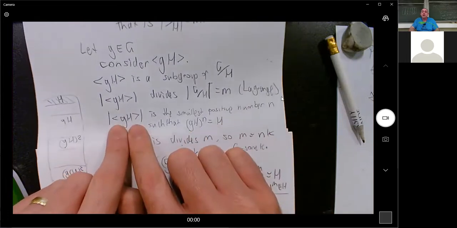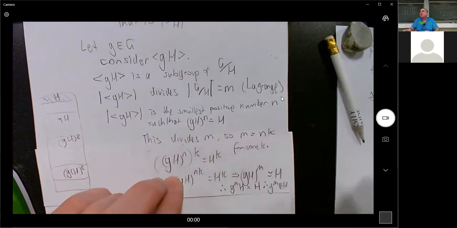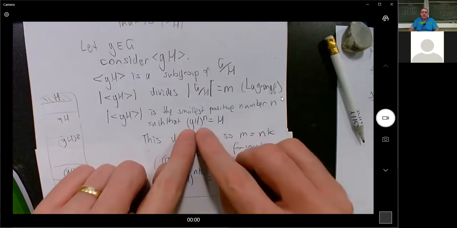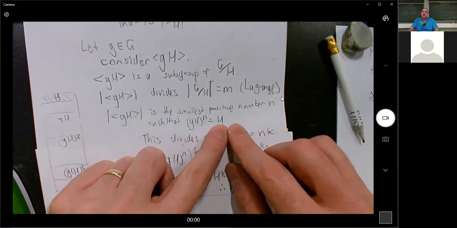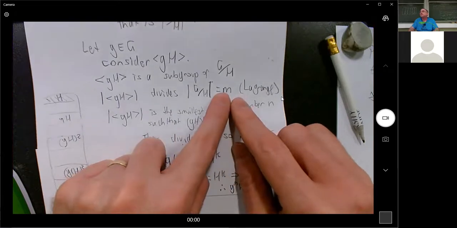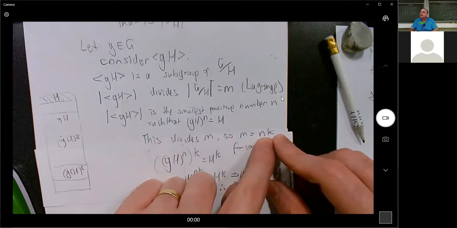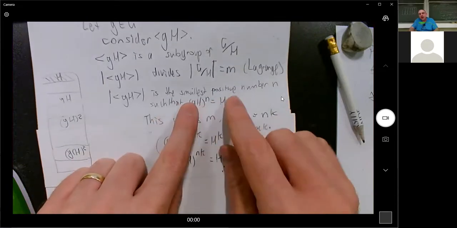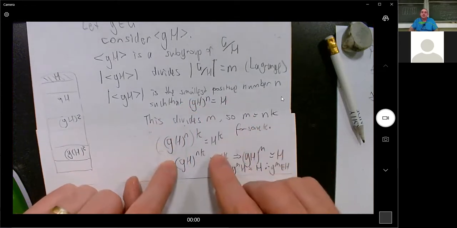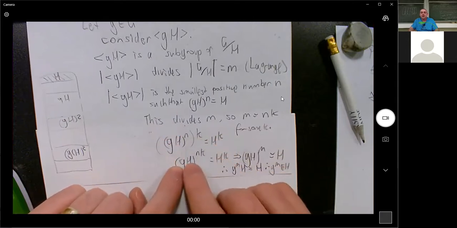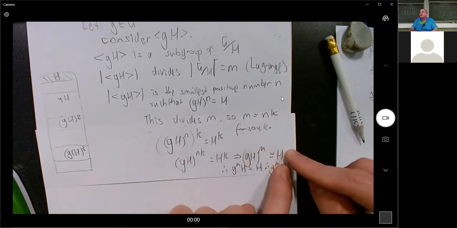Now, the size of the cyclic group is the smallest positive number n such that the element to the power of n is the identity. And our element is gH and our identity is H. And we just proved that this number divides m. And so m must be a multiple of n. So I'll do it to the power of k, and so I've got gH to the power of nk, which is gH to the power of m. It's H to the power of k, but H is the identity, so that's just H again.